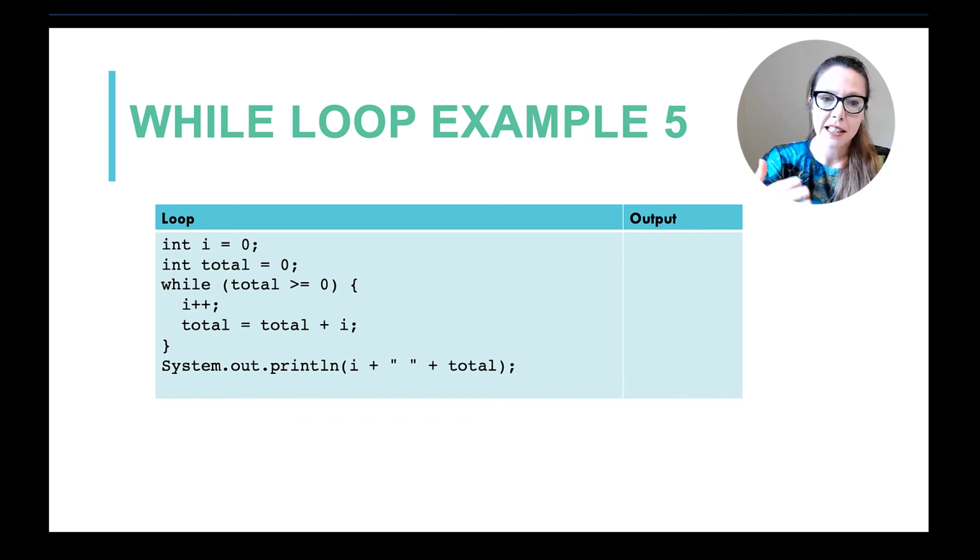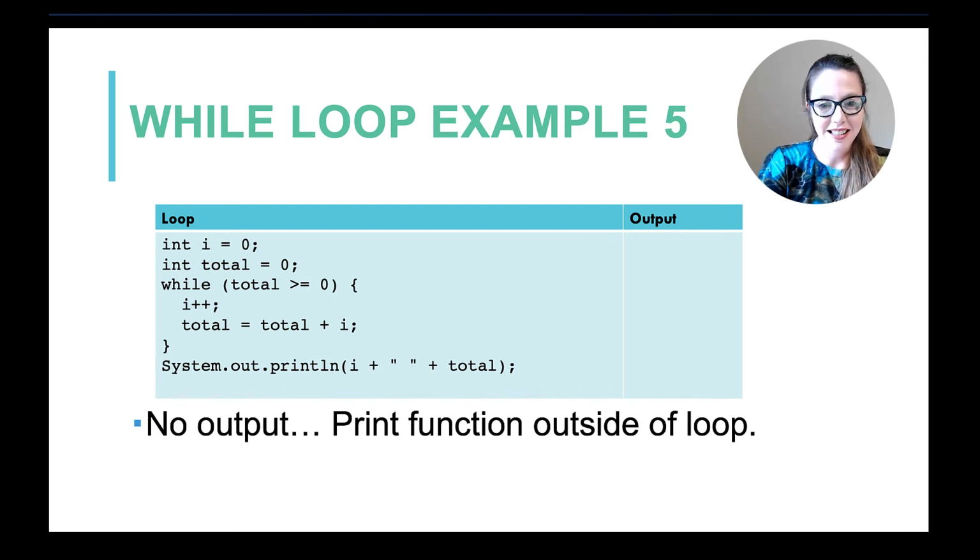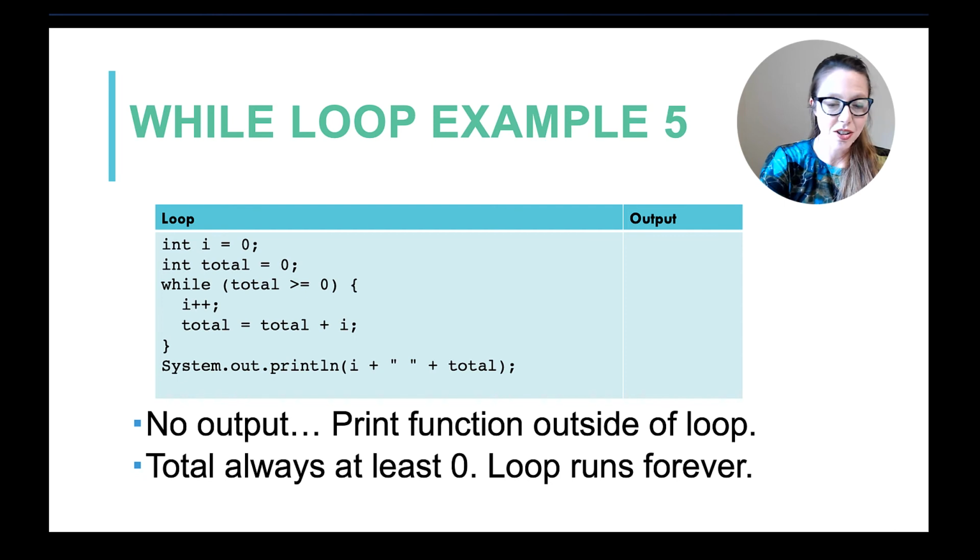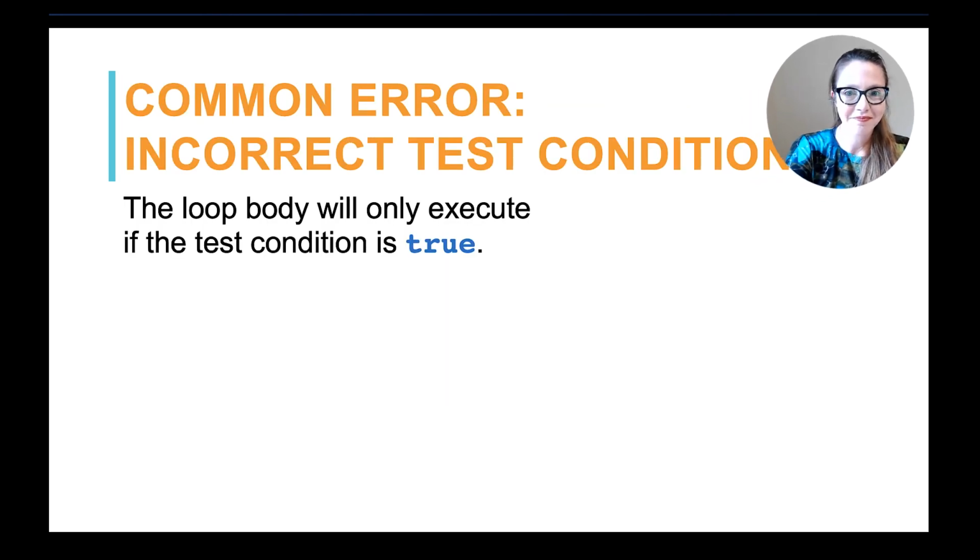The problem is, as they keep growing, total is always increasing, and so it's always staying greater than or equal to 0. That condition is always true, and it always will be, which means you've entered an infinite loop, and you're never going to get to that System.out.println. There's no output. The print function is outside of the loop, and so you never have any output, and you're stuck in this infinite loop. The total is always at least 0, and the loop runs forever.